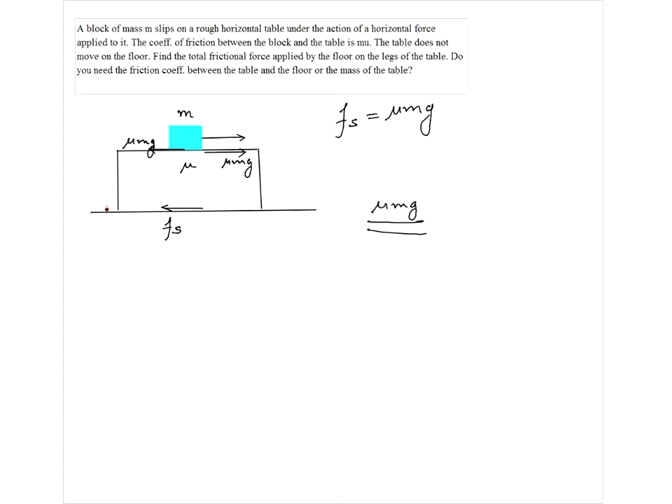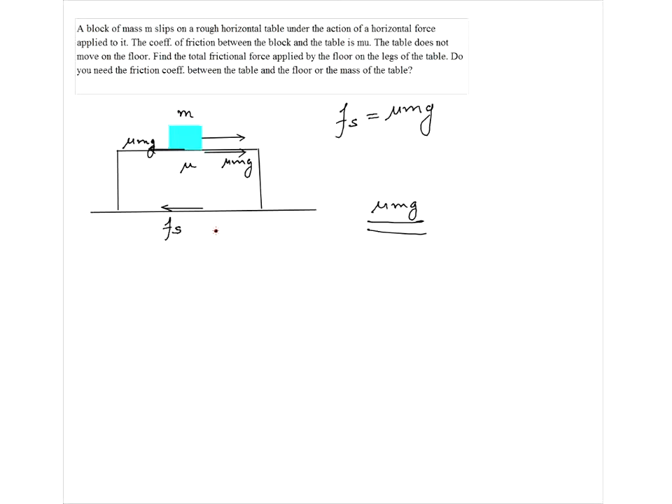So do we need the friction coefficient between the table and the floor? No. Even if that was given, it would be of no use. Or the mass of the table? The mass of the table is also not required. If we needed to know the normal reaction here, then that would have been useful. But we don't need the normal reaction between the table and the floor.